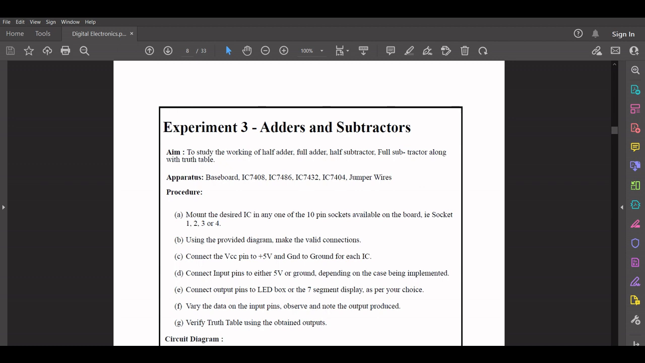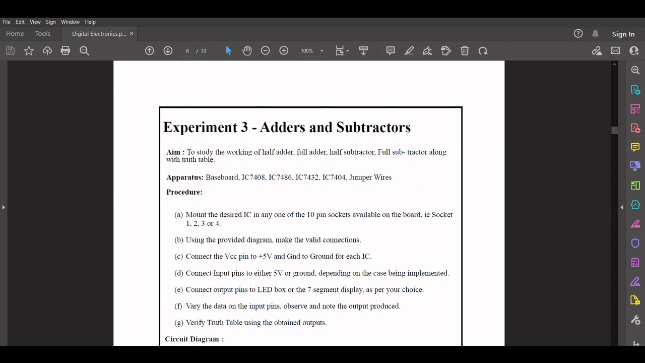In a half subtractor, we have two inputs A and B, and we get two outputs, that is the difference and the borrow. But in a full subtractor, we have three inputs, that is A, B, and C. And in this case again, we have the borrow from a previous subtraction that can also be used over here. And again, similarly, we get two outputs, that is the subtraction of the bits as well as the output borrow.